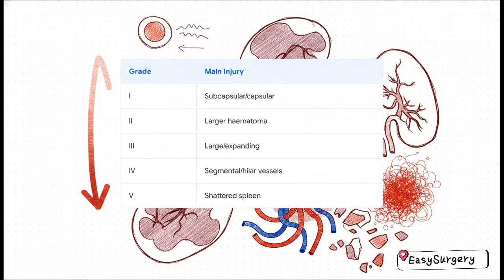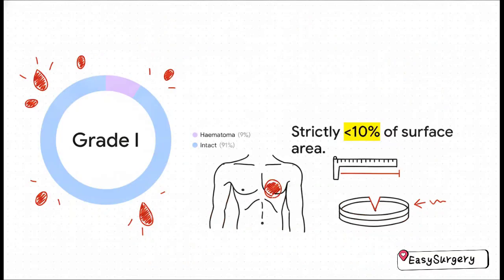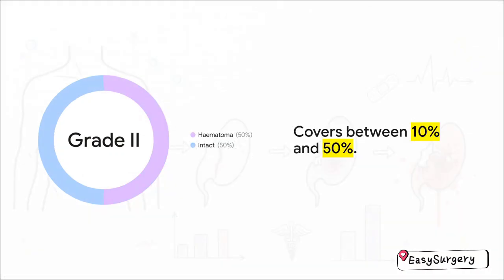Grades 1, 2, and 3 focus largely on the size of the hematomas and laceration depth, while grades 4 and 5 shift entirely to major vascular involvement. Let's break down the exact thresholds. All right, starting with grade 1. For the exam, you really just need to lock in two specific numbers. The subcapsular hematoma involves strictly less than 10% of the surface area, or if you're evaluating a capsular laceration, it's less than 1 centimeter in depth. Very superficial, very localized.